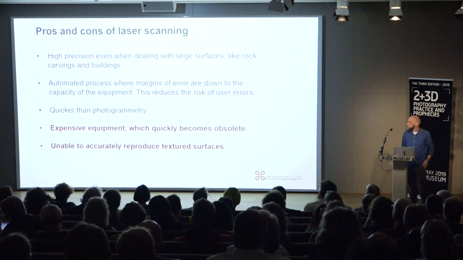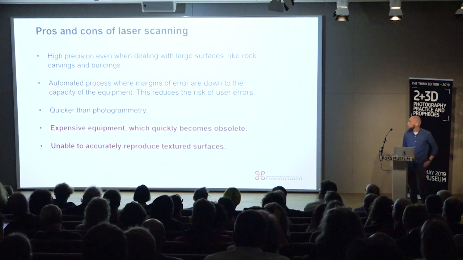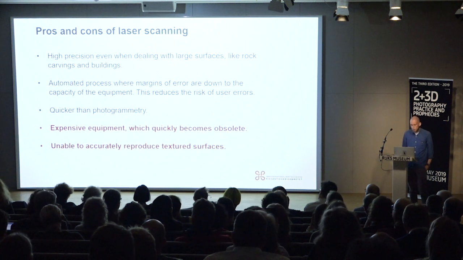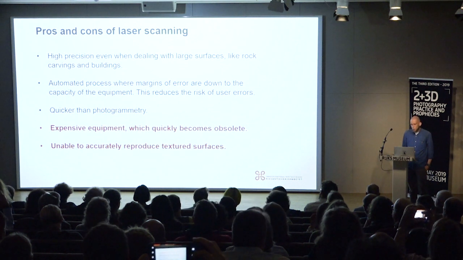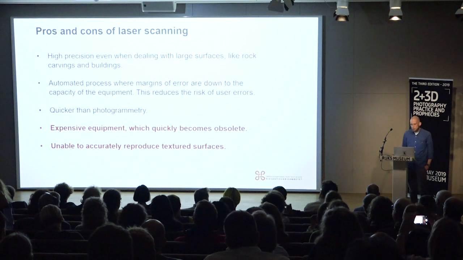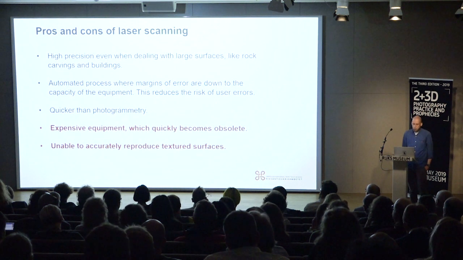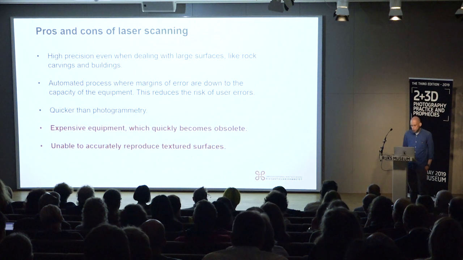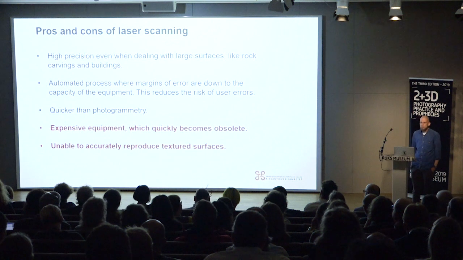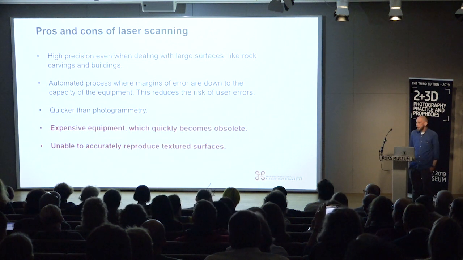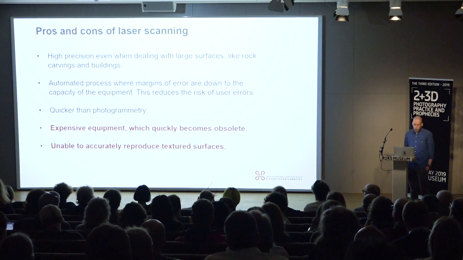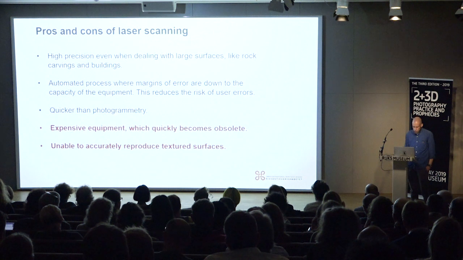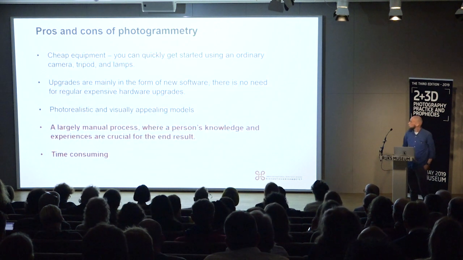I have also listed the pros and cons of different techniques, like this one on laser scanning. You get a high precision, it's an automated process. The margins of error are down to the capacity of the technical equipment, so you reduce the risk of user errors. It's quicker than photogrammetry, but the equipment is really expensive and completely out of reach for most, at least Swedish museums. And it's also unable to accurately reproduce texture surfaces.